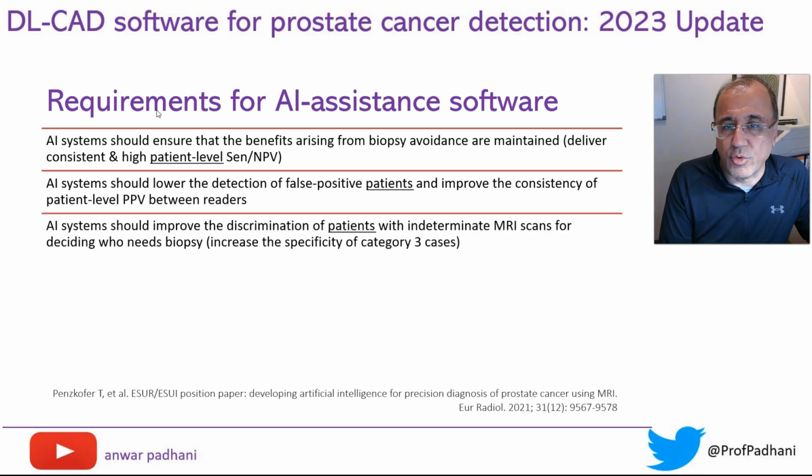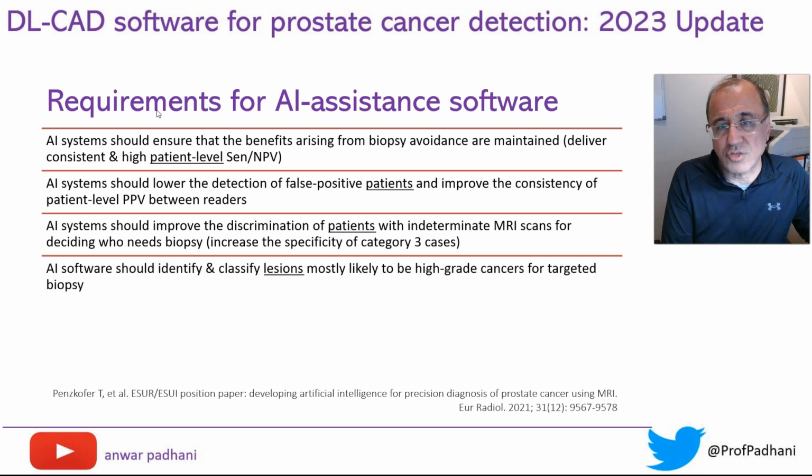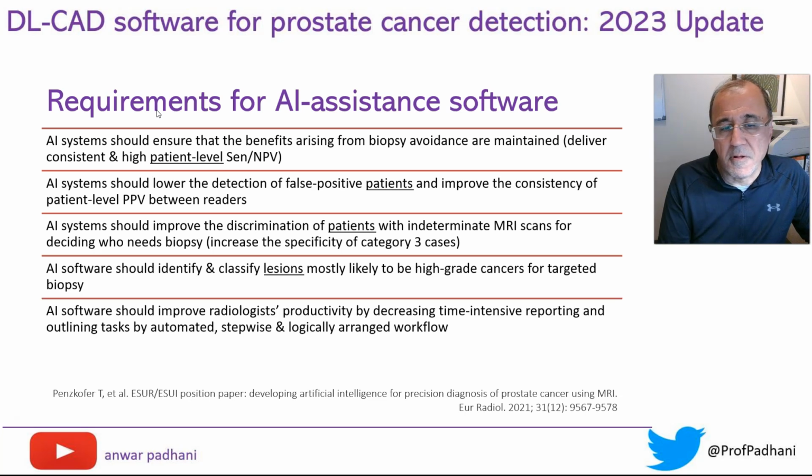AI should also help us discriminate patients with indeterminate scans to decide who needs a biopsy and who does not. In other words, improve the specificity of PIRADS 3 lesions. AI should be able to identify and classify lesions that are most likely to represent clinically significant lesions for the purposes of a targeted biopsy.